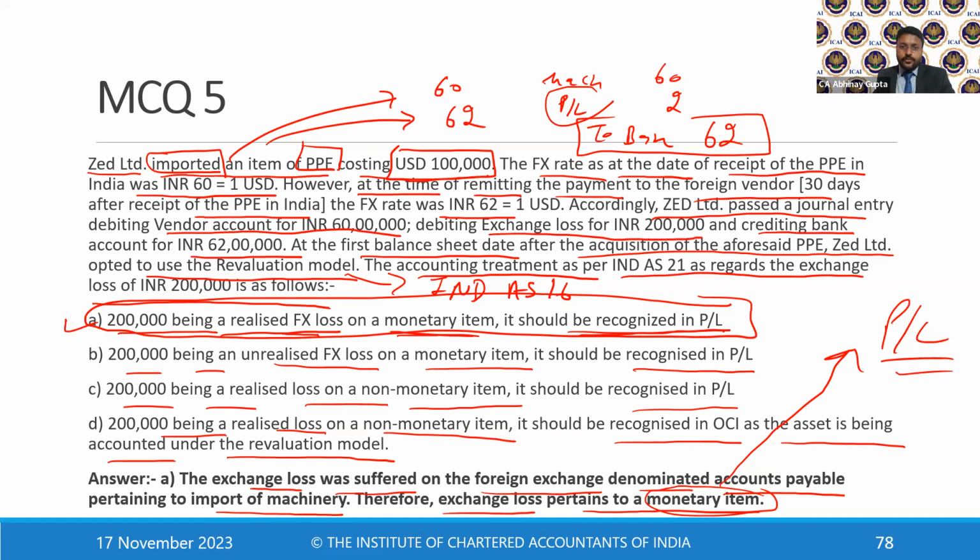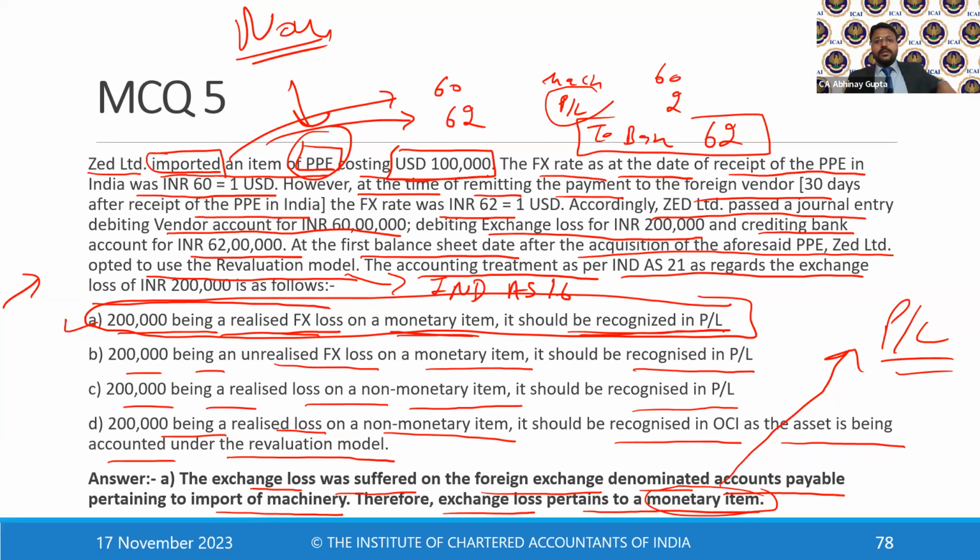Now, some of you might be doubting why we are saying monetary item. We have purchased the machinery, and machinery is a non-monetary item. Then why are we saying that the exchange gain or loss is on a monetary item? Boss, exchange gain or loss is not happening on PP&E. Exchange gain or loss is happening on the credit balance, that is USD, which I need to pay to the vendor of the machinery, right?